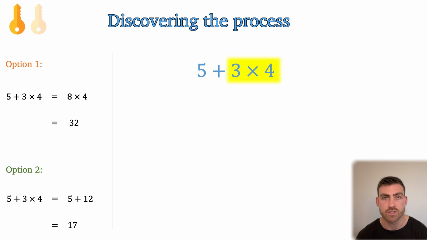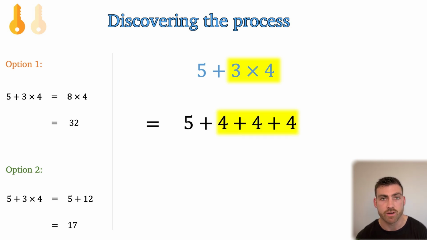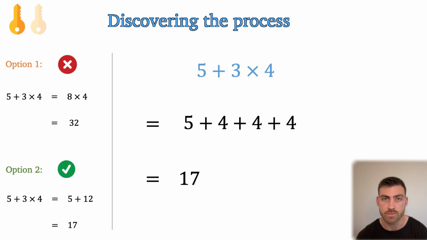Multiplication is an abbreviation of addition. It's like a shortcut. So looking back, we can rewrite the question without the abbreviation and write 5 plus 3 groups of 4. Now if we add all the terms, we get the answer 17. So looking back, this is option 2, and option 1 is incorrect.